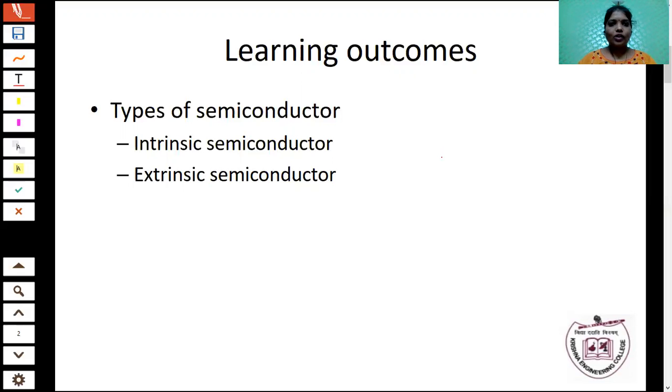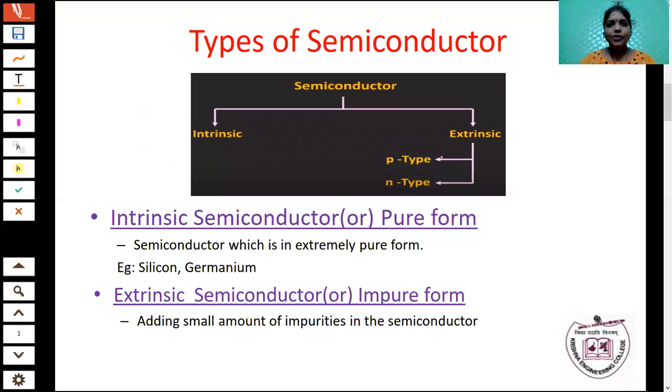In today's topic, we are going to see about different types of semiconductors. There are two types of semiconductors. The first one is intrinsic semiconductor and the second is extrinsic semiconductor. This extrinsic semiconductor is further classified into P-type semiconductor and N-type semiconductor. First we are going to see about the intrinsic semiconductor.